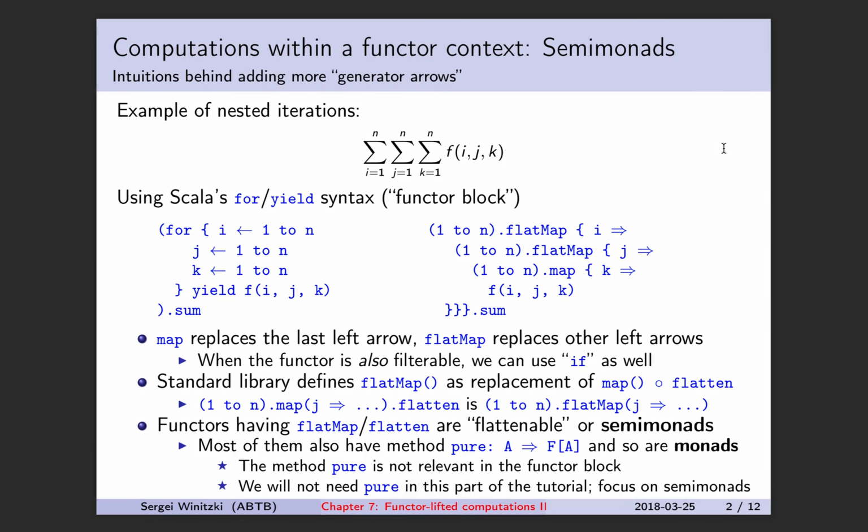The first intuition comes from a computation of nested iteration, which is represented like this, using a functor block. I show how this is transcribed using map and flat map, and I explain what the left arrow does, or the generator arrow.